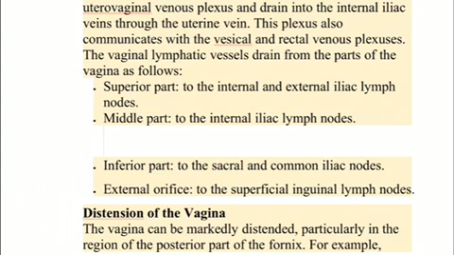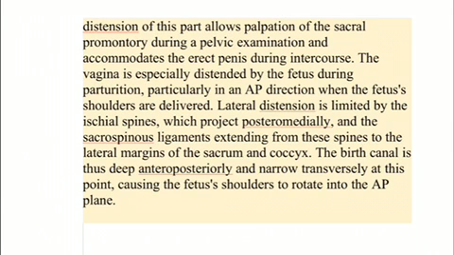Now, I have to talk about distension of the vagina. The vagina can be markedly distended, particularly in the region of the posterior part of the fornix. If you have distension of the posterior part of the fornix, it allows palpation of the sacral promontory during a pelvic examination, and it can accommodate the erect penis during extension.